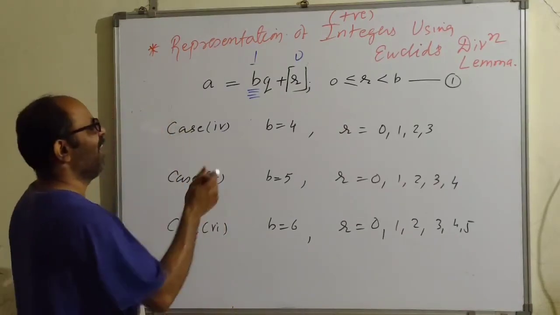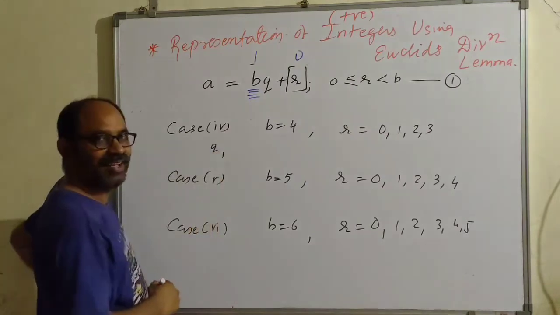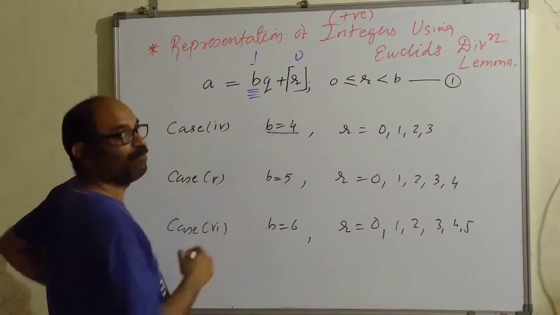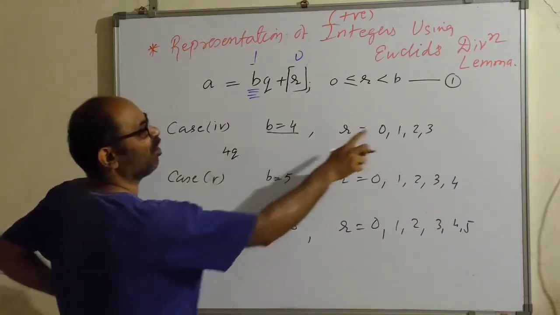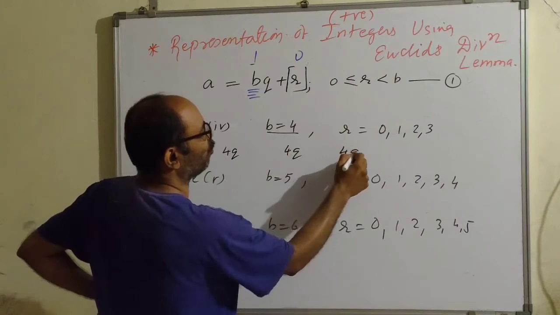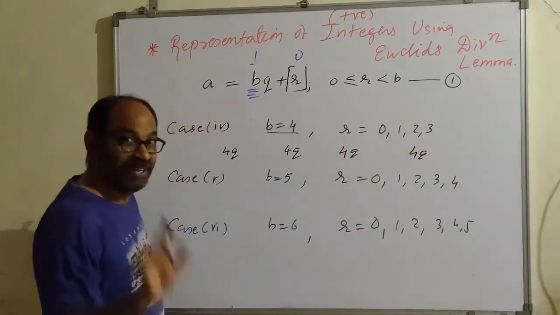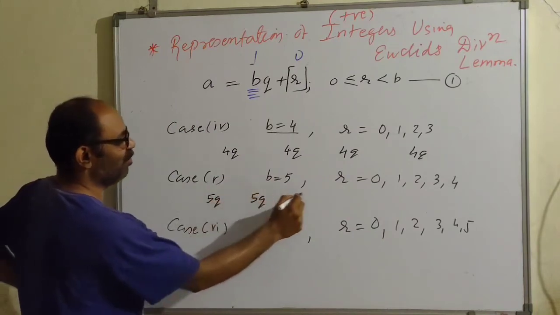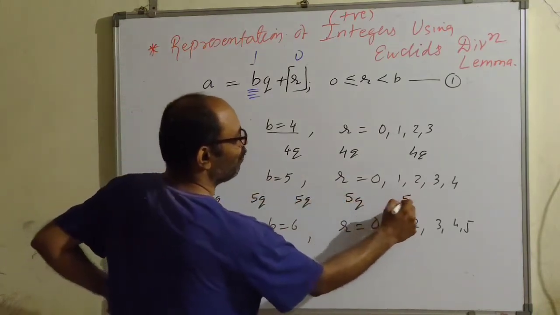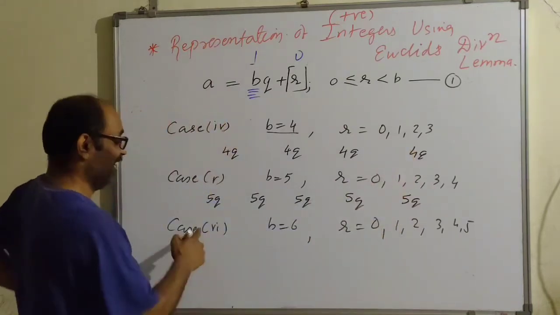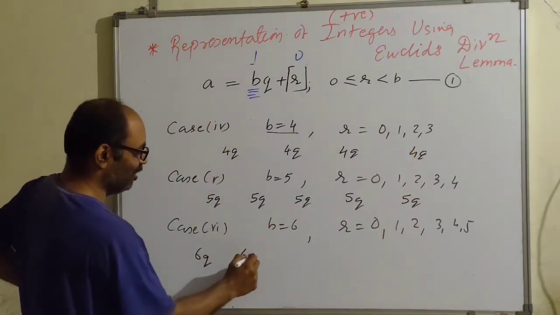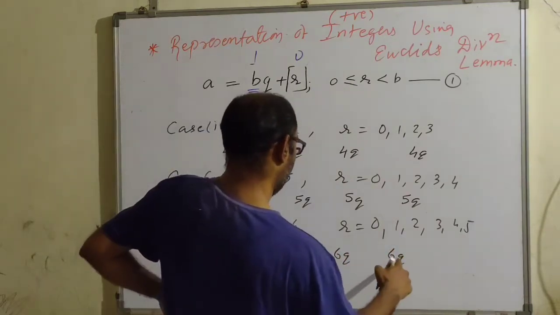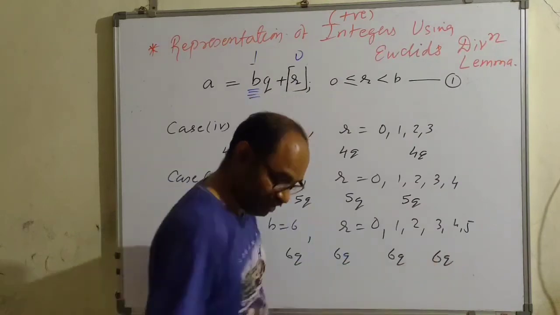Children, please. You know that first comes Q. In case 4, divisor is 4. So you can say 4Q, and the remainder is 4, so you write 4Q four times. Please pay attention. Divisor is 5, so you write 5Q five times. Divisor is 6, so write 6Q six times.